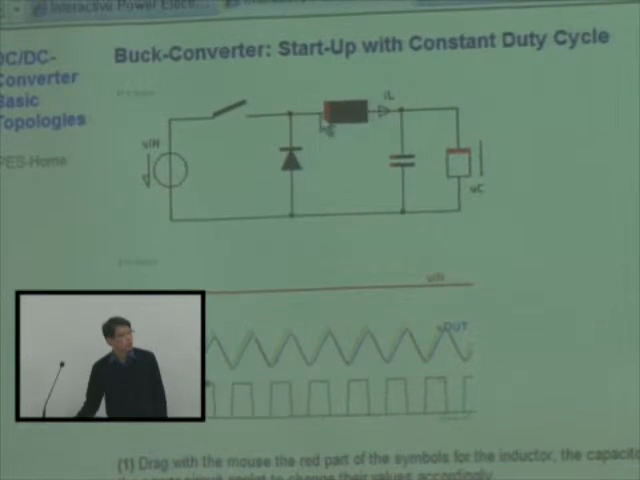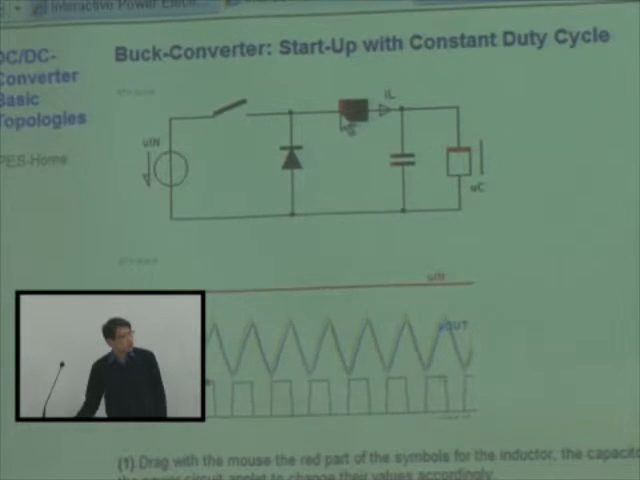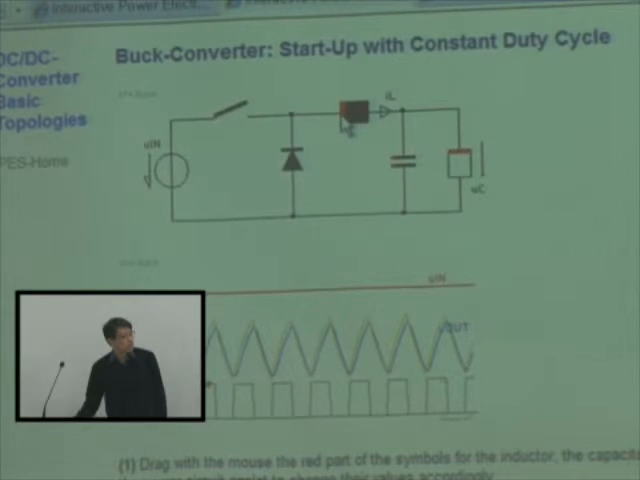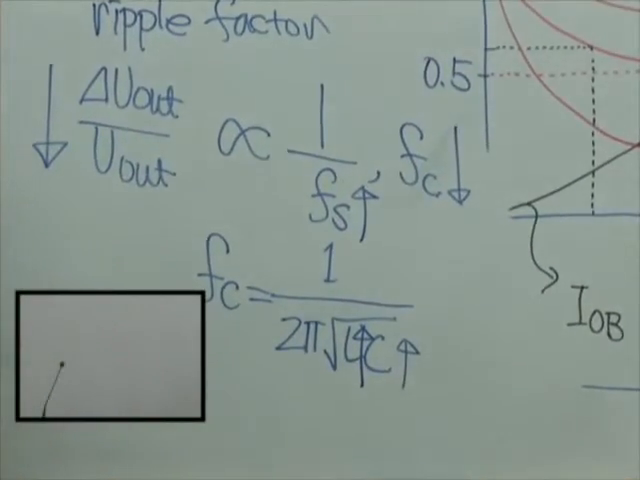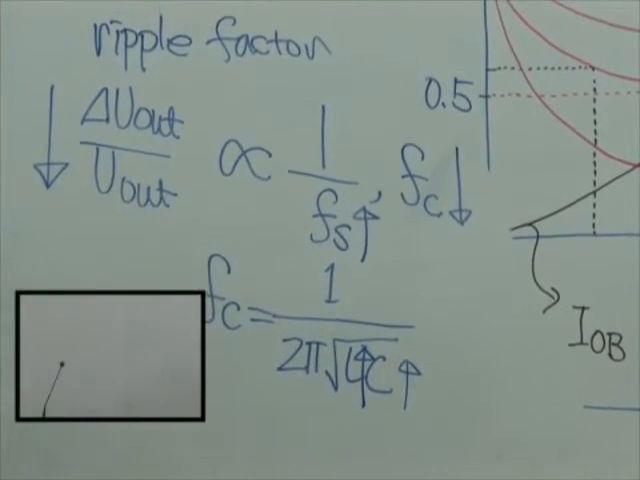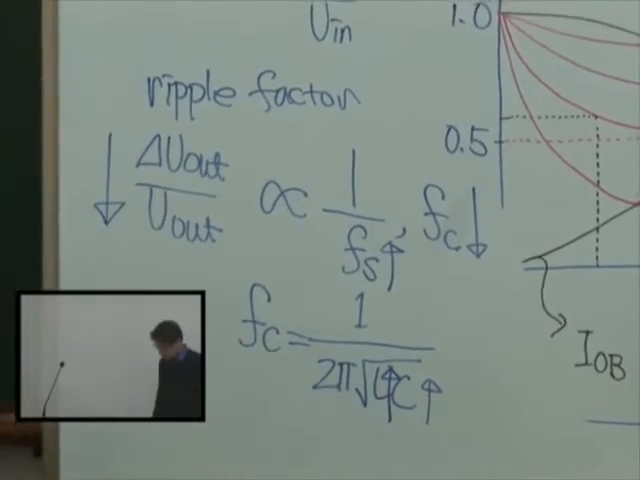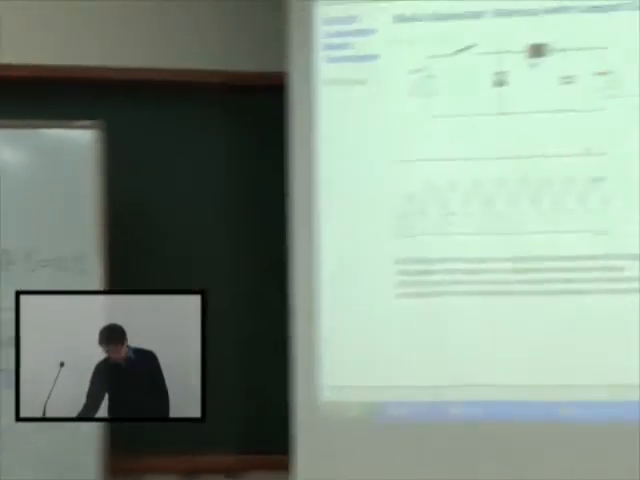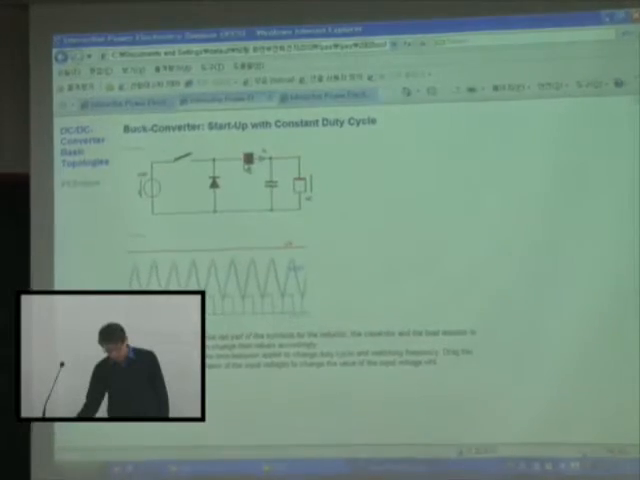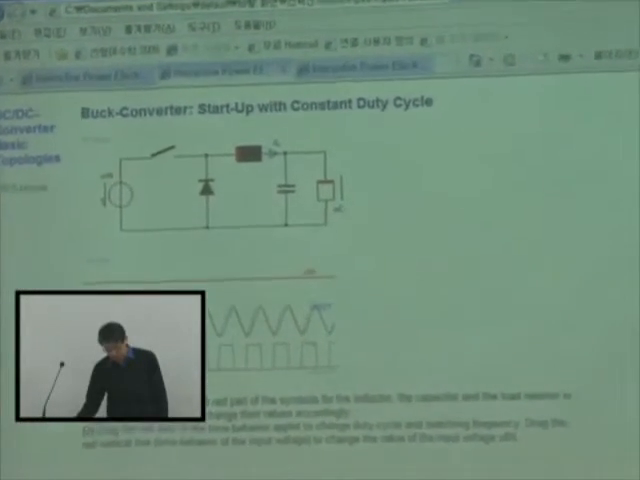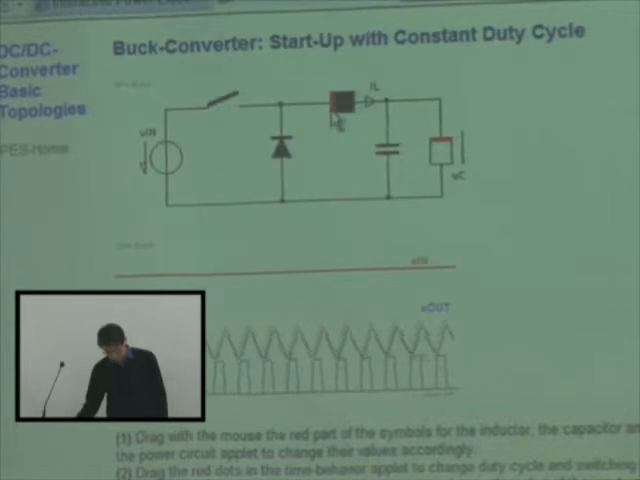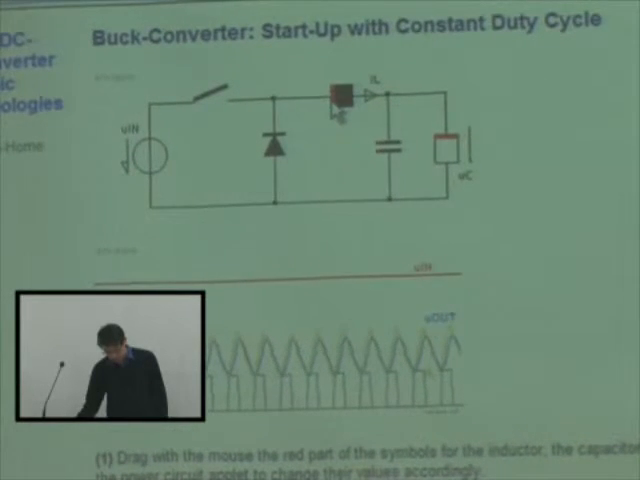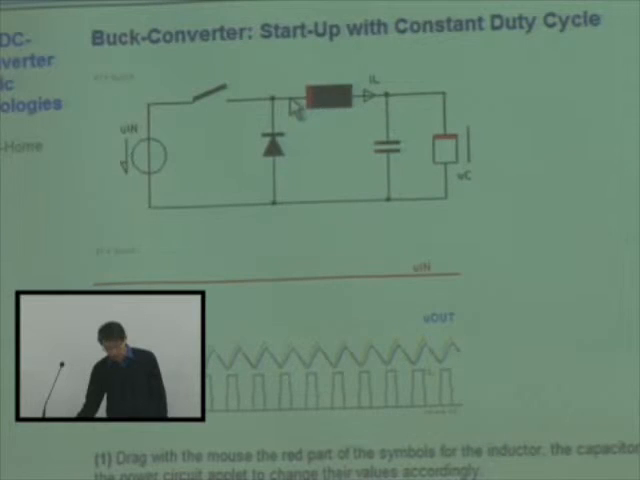Now what about the inductor? The inductor is also the same. If I increase the inductance, then I get the same effect, low ripple. As you can see, the ripple is decreased. So it's good that we have a large inductance.